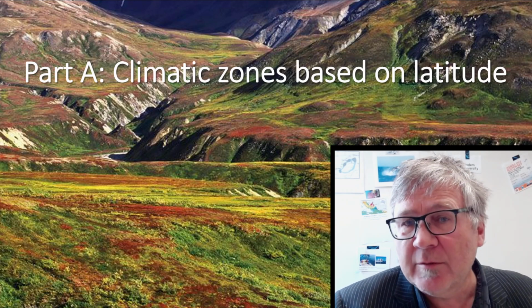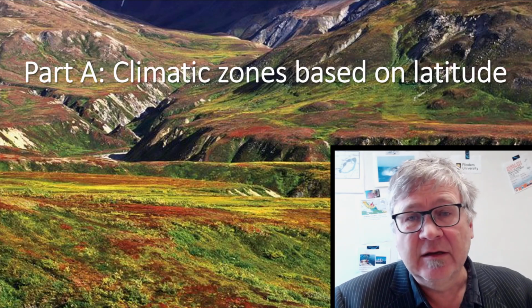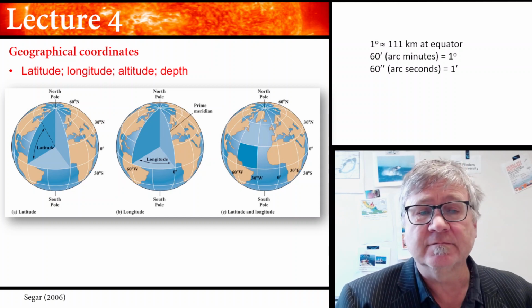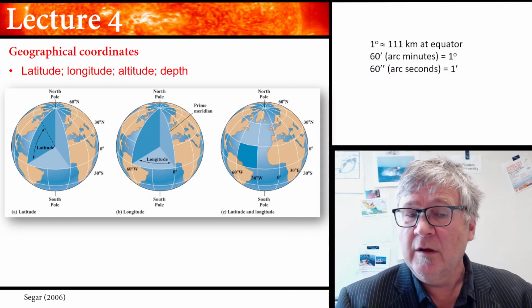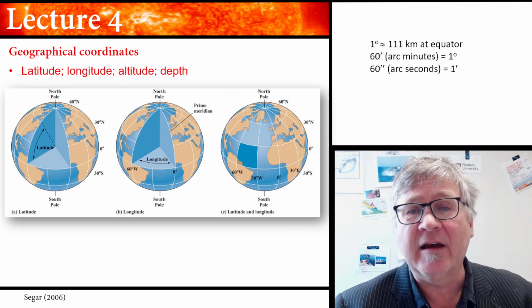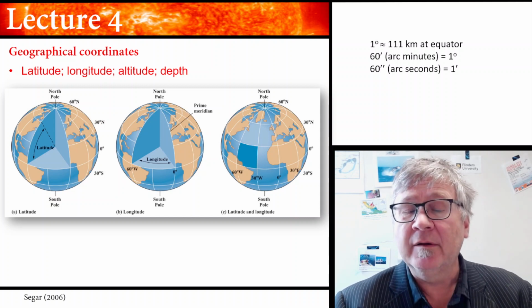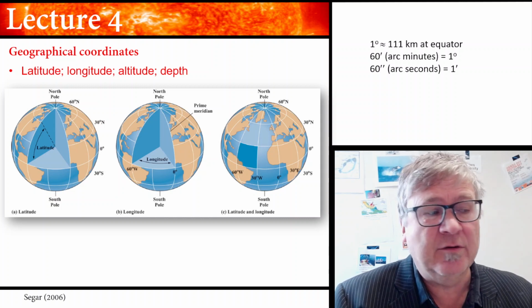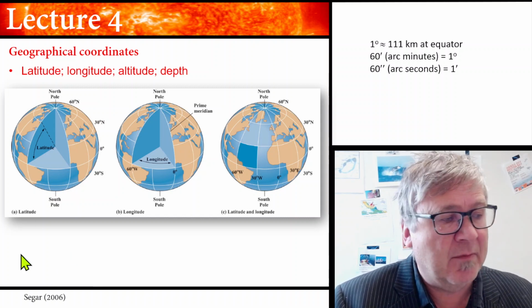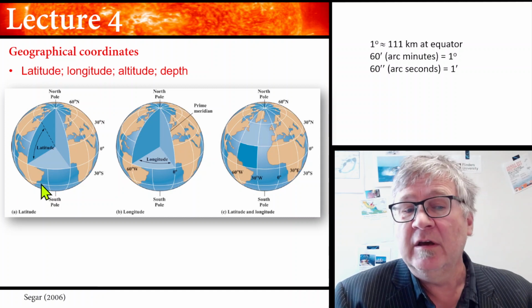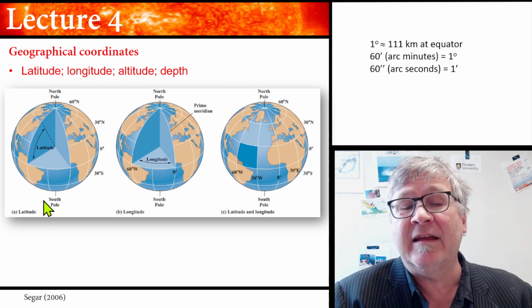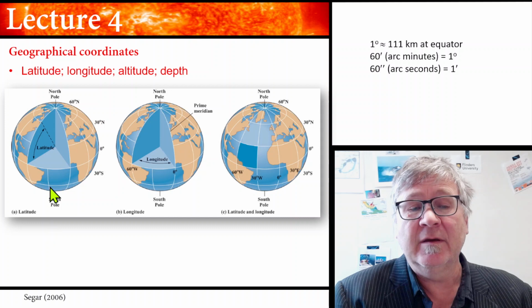So the first thing that we're going to do is look at geographical coordinates. We look at the Earth, and geographical coordinates are based on the axis of the Earth. Just have a look here on the left sketch. Connecting the North Pole with the South Pole, this is the Earth axis, and the Earth rotates around this axis.